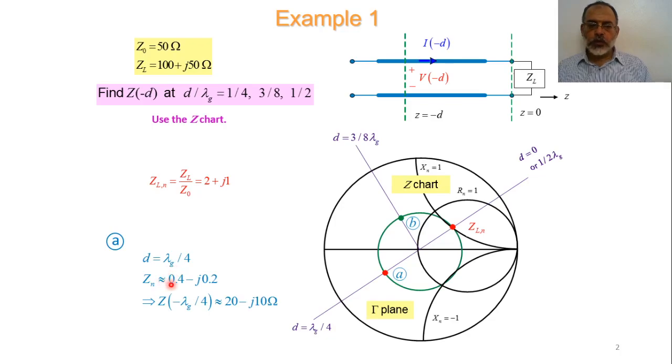Now, by multiplying this normalized impedance by Z naught, which is 50 ohm, we can obtain the input impedance at distance lambda by 4 from the load as 50 times 0.4, which is 20, and 50 multiplied by 0.2, which is 10. So 20 minus j10 ohms.